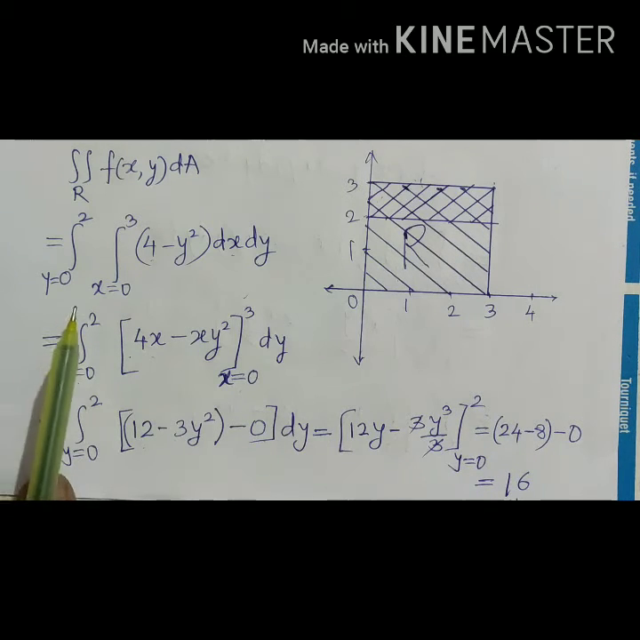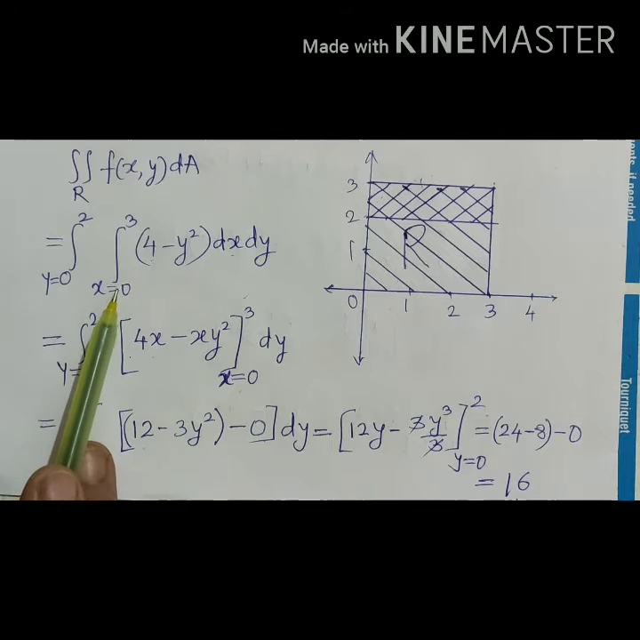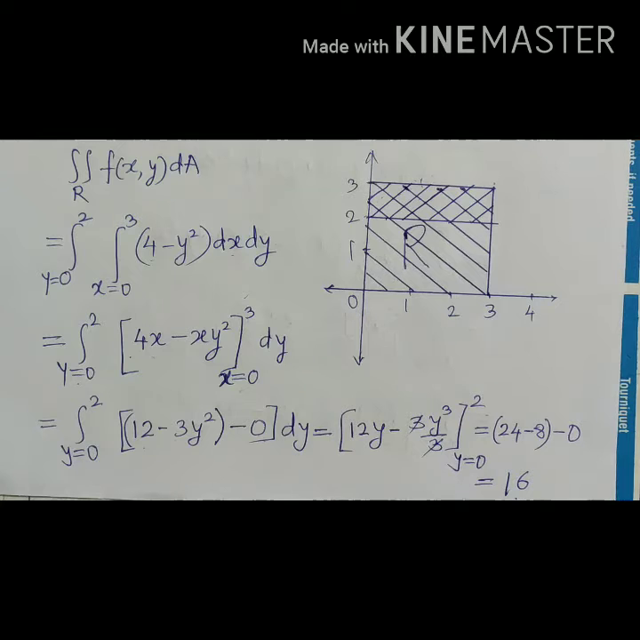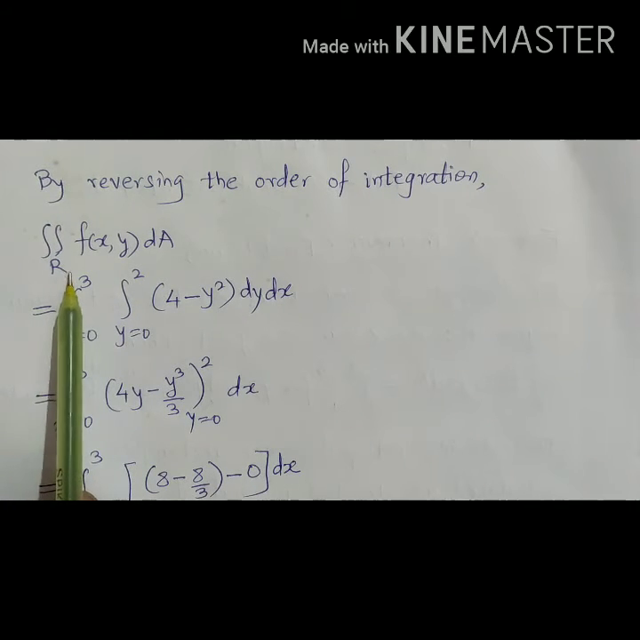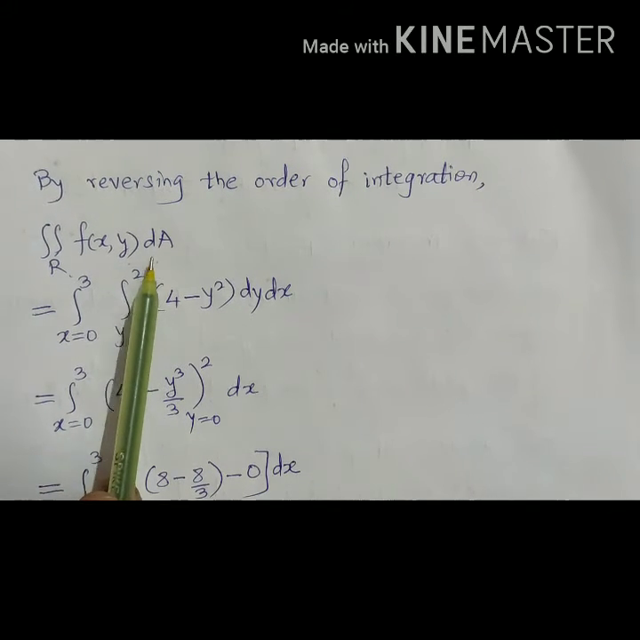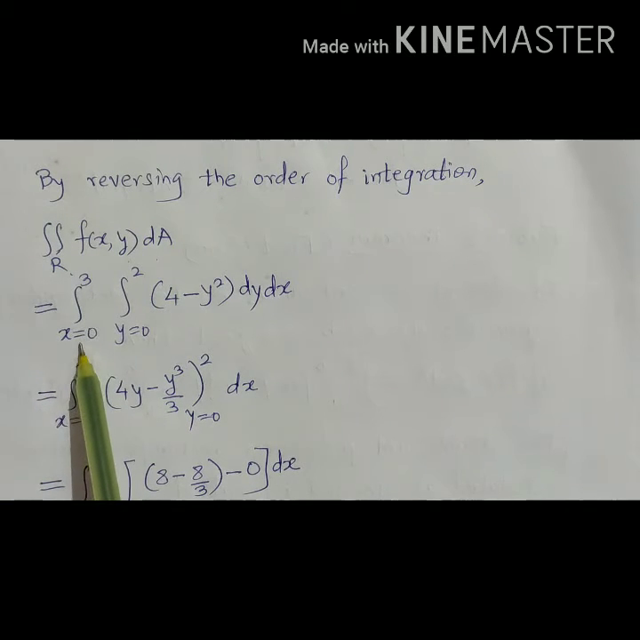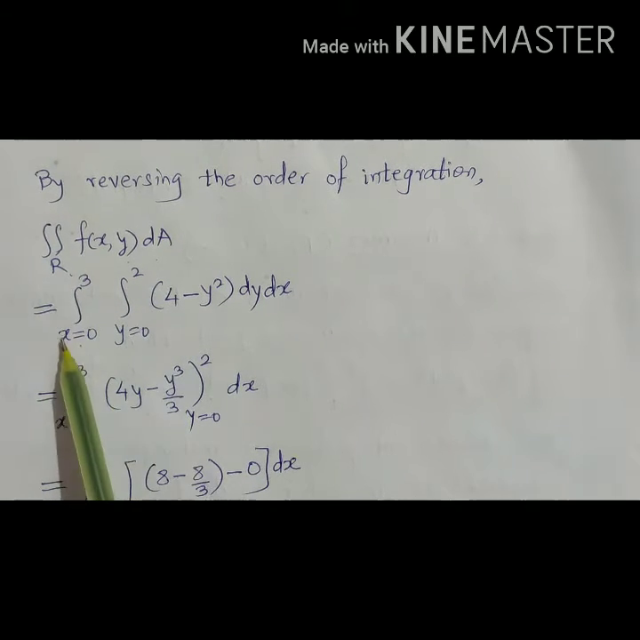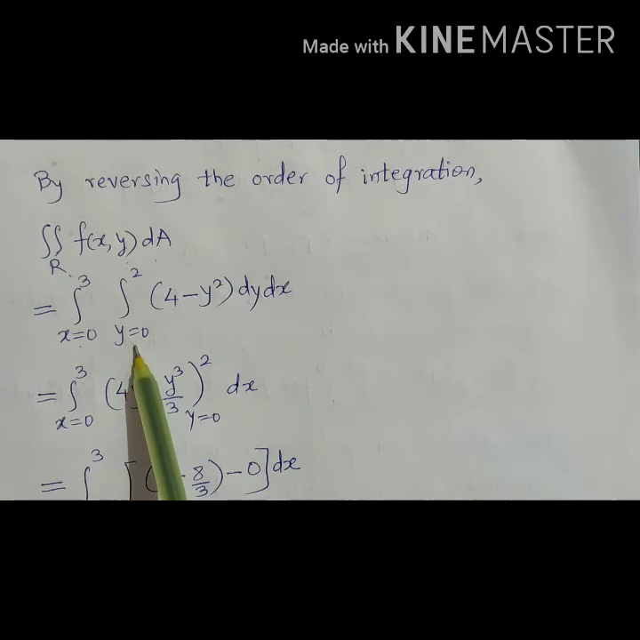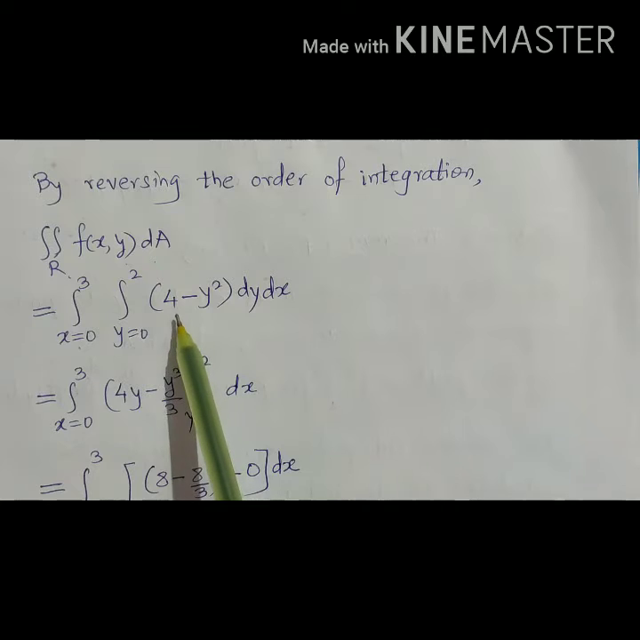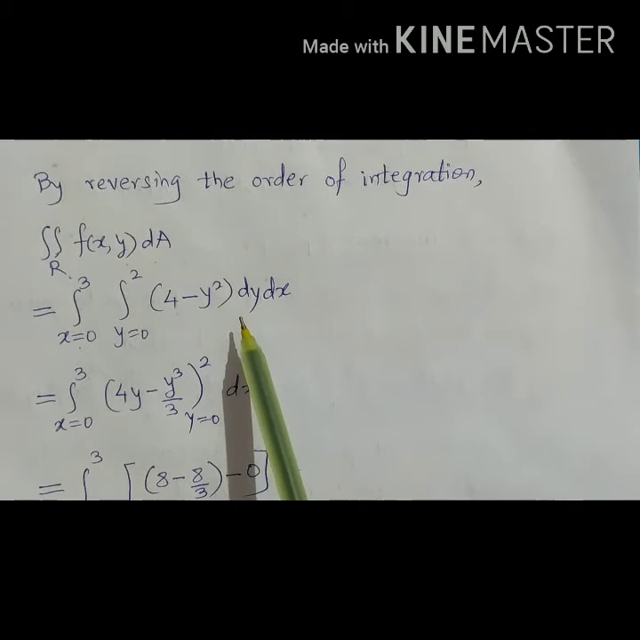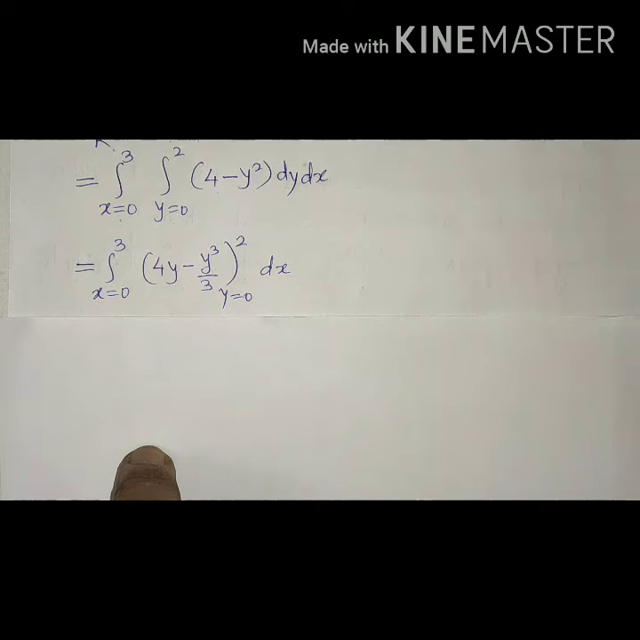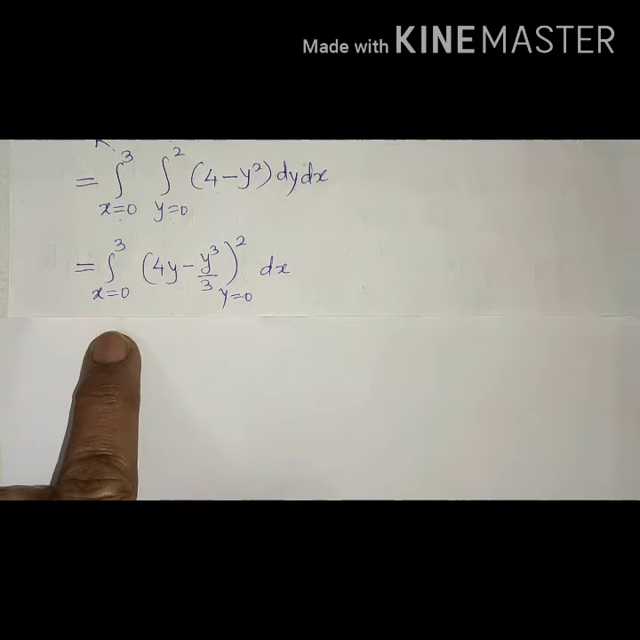So outer integration with respect to y and inner integration with respect to x has given us the value of the integral as 16. Now let us reverse the order of integration. Consider the double integral over R of f of x comma y dA. Now the outer integral is varying from x equal to 0 to 3, with respect to x. Inner one is with respect to y, so y equal to 0 to 2. The function is 4 minus y square, dy dx, equal to the integral from x equal to 0 to 3.